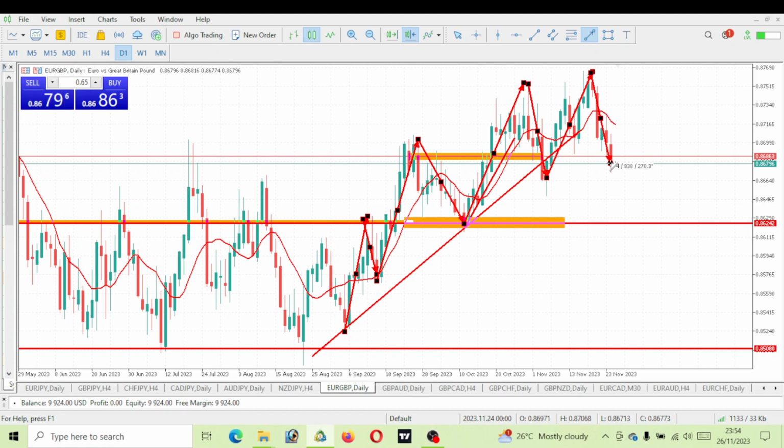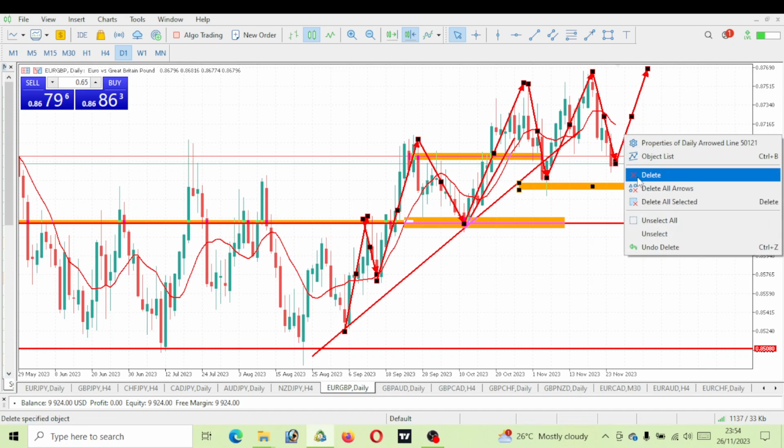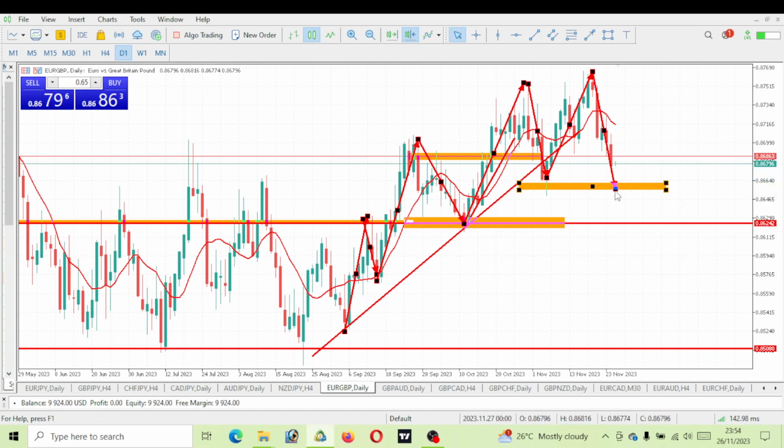Personally, I see this dropping into this level to give us equal lows here, right here. That is exactly what I am seeing. Now, can it start pushing up from this level where EURGBP currently is? Can it start pushing up? Absolutely, yes, it can start doing that. But personally, I think it will actually drop first to give us equal lows here. Then it will start pushing up.